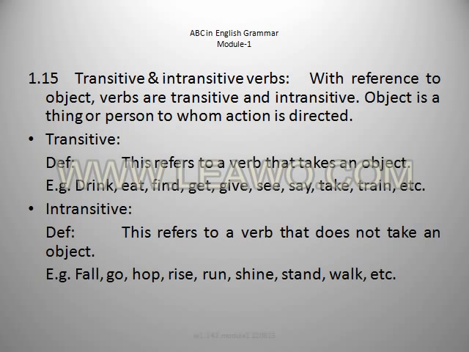Intransitive verb. This refers to a verb that does not take an object. Example, fall, go, hop, etc.